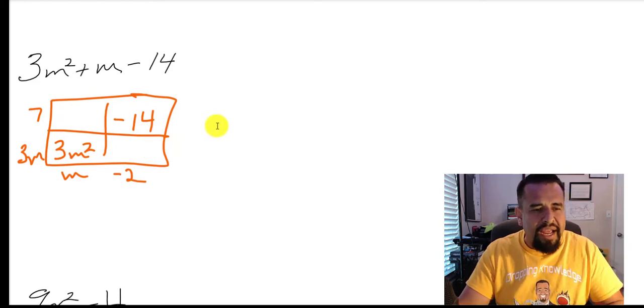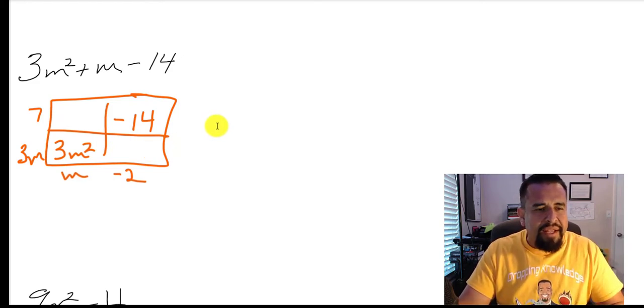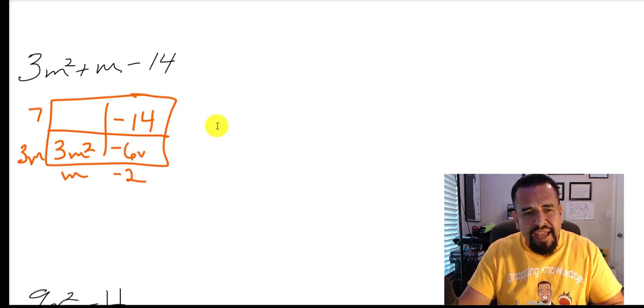For instance, right now I'm going to continue to multiply, and that is 3m times negative 2 is going to give me a negative 6m. And then 7 times m gives me 7m.